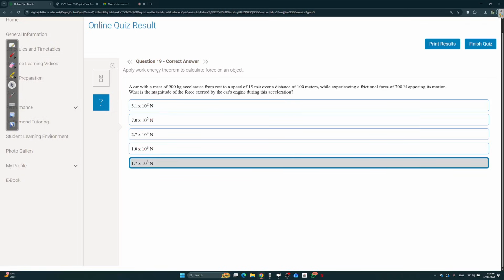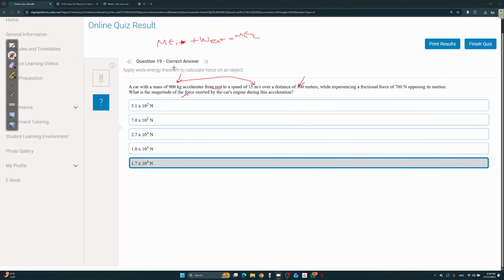Over here, it's a car with mass 900 accelerating from rest to a speed of 15 over a distance of 100 while experiencing a force, and so on. What is the magnitude of the force exerted by the car's engine during this acceleration? This is so easy. Basically, again, you have a mass that's changing speed. They gave you distance or they want force. So again, we can simply use ME1 plus work external equals ME2, or you can do work is equal to delta K, whatever you want.